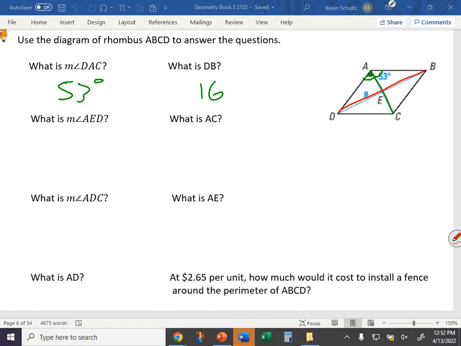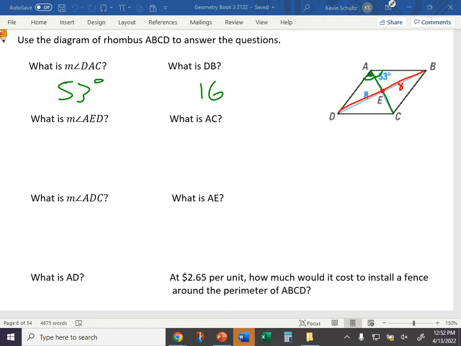Joey? Diagonals bisect each other. Diagonals bisect each other, right? Which means that this point E is the midpoint of both DB and AC. It is the midpoint of DB, and DE is 8, EB is also 8 for a total of 16.